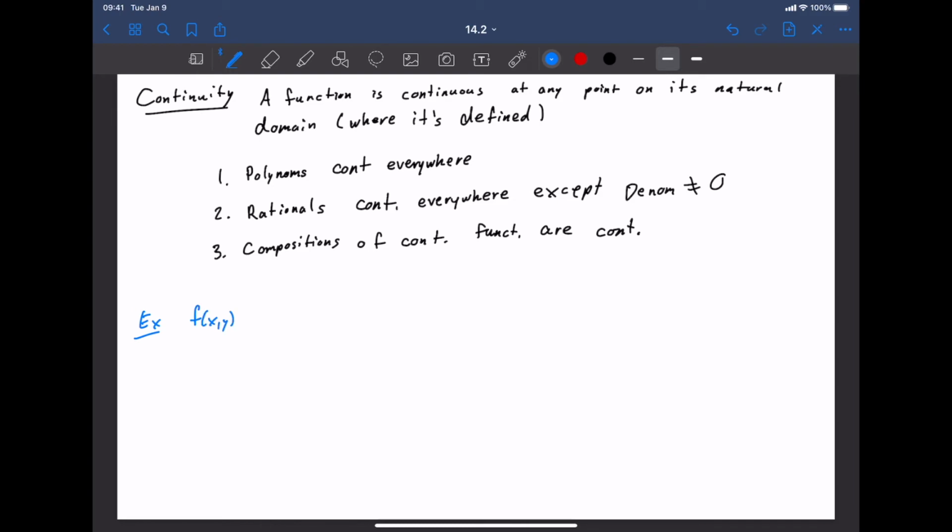Here's a surface, here's a function: x cubed plus xy plus y cubed over x squared plus y squared. Where is that going to be continuous? It's continuous on the set, remember it as a set, of all the xy pairs such that x squared plus y squared is not equal to 0.